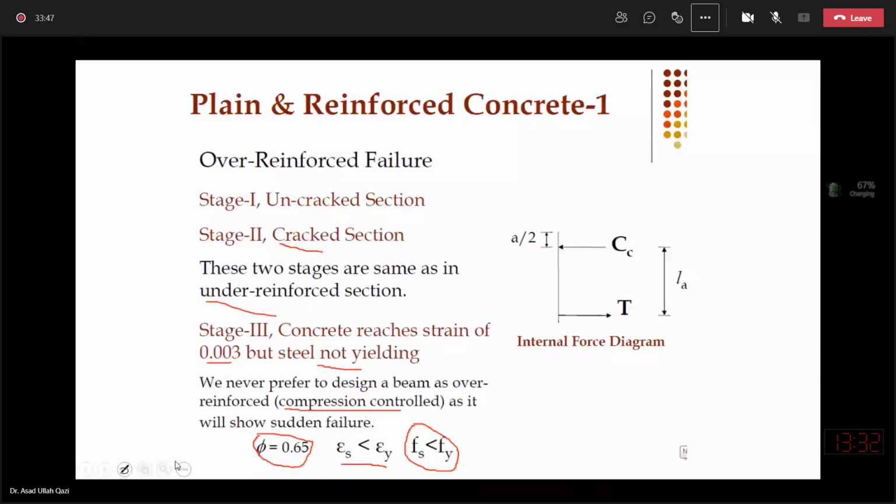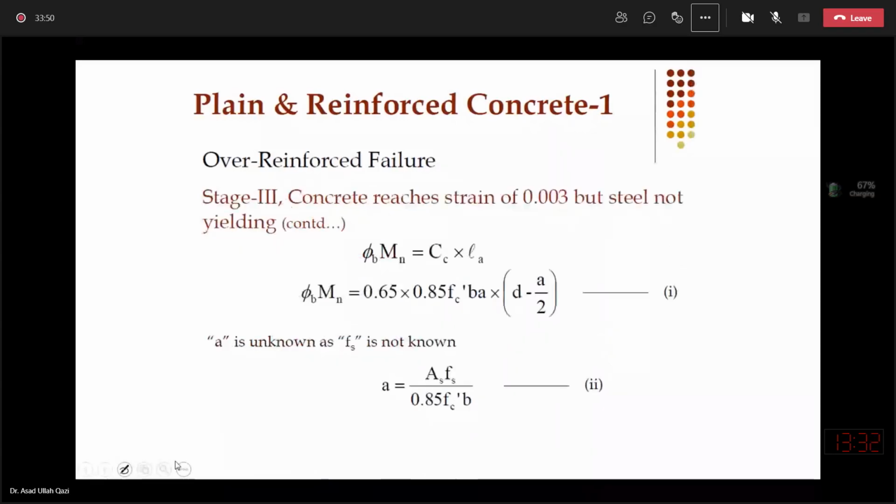Now, in order to get the equation for that over reinforced cross section, and to determine what is the capacity of that over reinforced cross section, we will write one internal capacity equation, again using the compression force into lever arm as the internal moment resistance. Rather than T into lever arm, we are using C into lever arm.